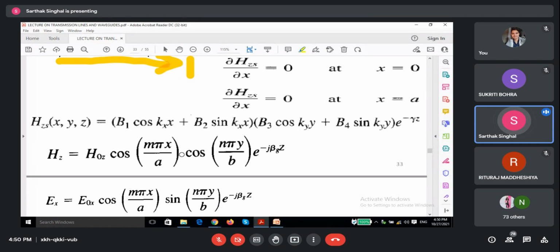Kx is given by m pi x upon a and ky is given by n pi y upon b. So kx will be m pi by a and ky is given by n pi by b.